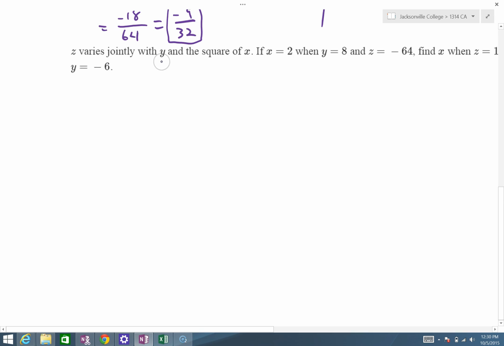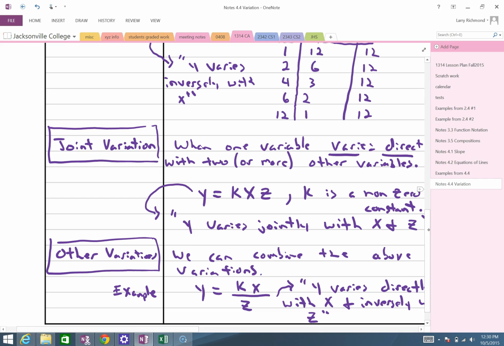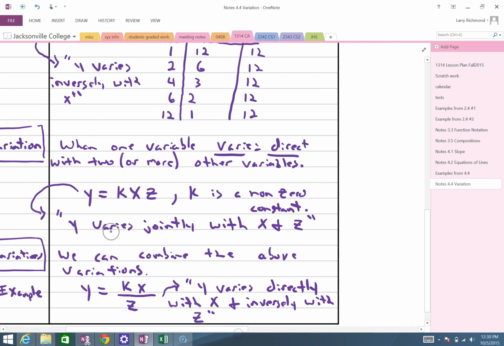z varies jointly with y and the square of x. Remember, jointly is direct variation. More than one, 2 or more. Okay. Alright, so if it says z varies jointly with y and x, perhaps we have a picture in our notes of this. Here I say y varies jointly with x and z, so y is equal to, here we have x and z, and of course we have our constant k in there.